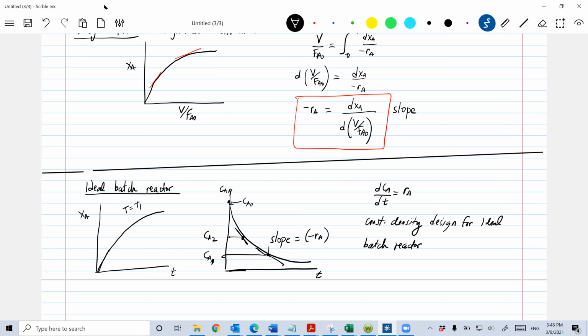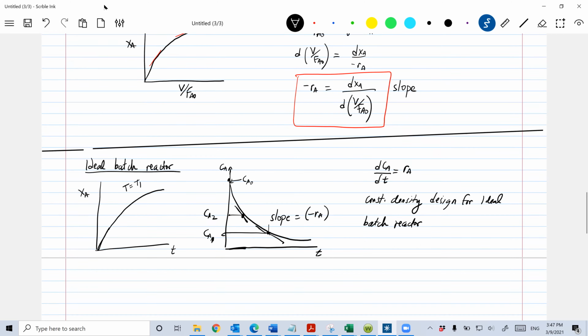So at each time, if you set up a reaction with one CA naught, each time you would get a different concentration of A. So you'd measure concentration of A over time, and then you'll get your time versus CA data. And if you take the slope at each point, you'll get RA data. So this is just illustrative.